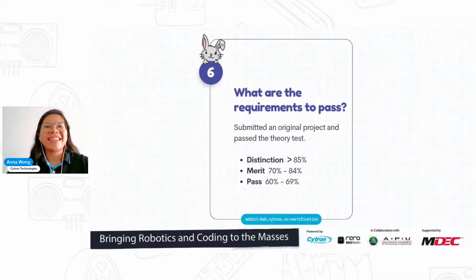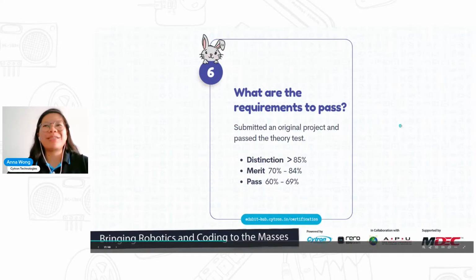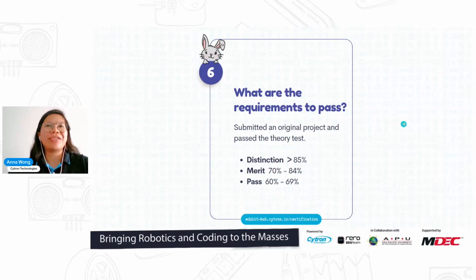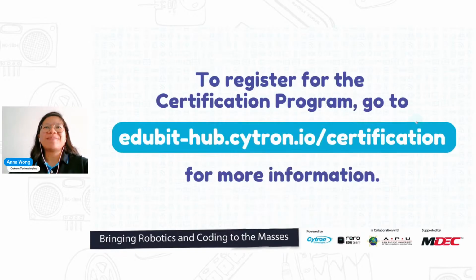Okay. All right. So yeah, this is the requirement to pass. You can refer to it. This is also available in the FAQ in each of the resource hubs. Like I mentioned just now, there's EduBit, ZoomBit, and also the PICO. It has similar requirements to pass, okay?